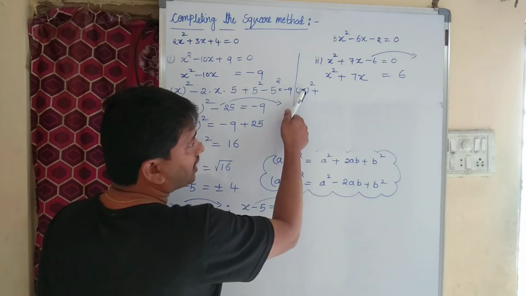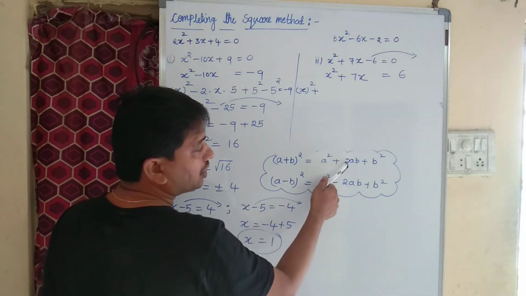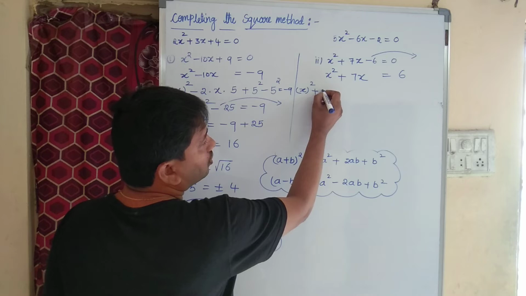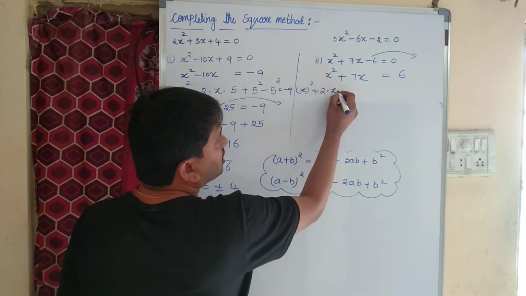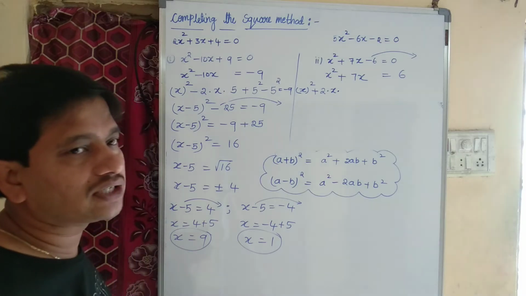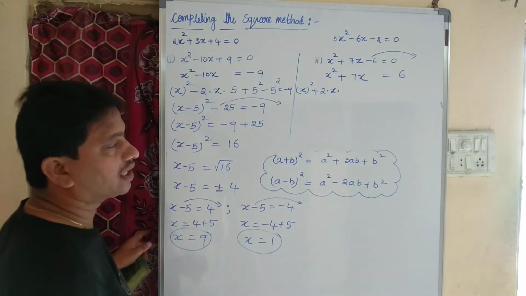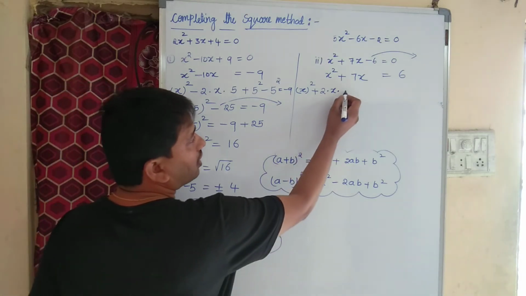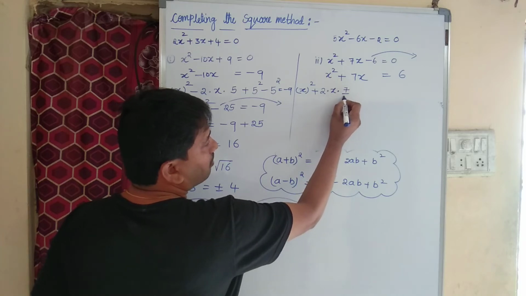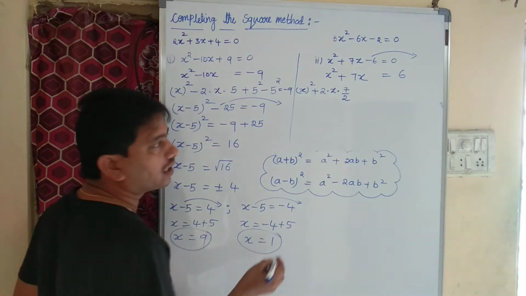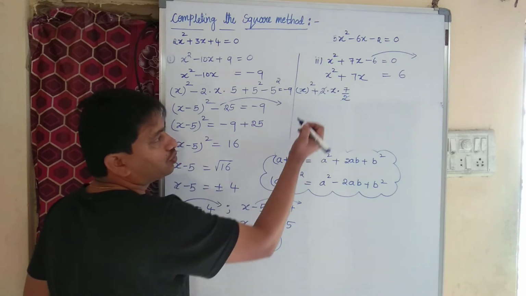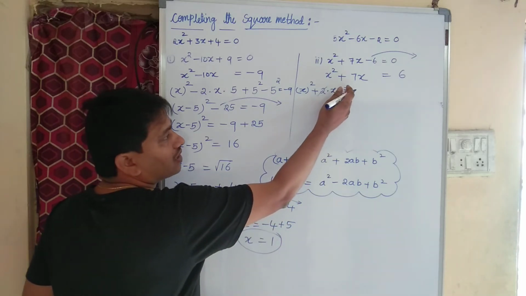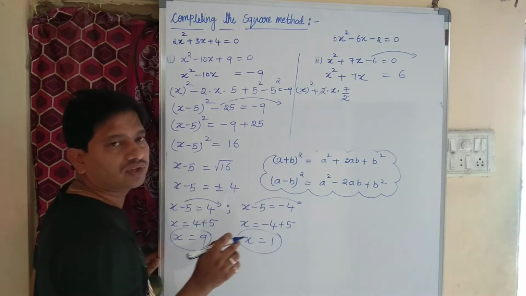A square, x square, and then 2ab. 2 I need to write compulsorily. A means here we have x. Now can you guess what the value of b is? Children, the value of b is 7 by 2. Because if I cancel this 2 and this 2, again what will I get? 7 into x, 7x only I will get.